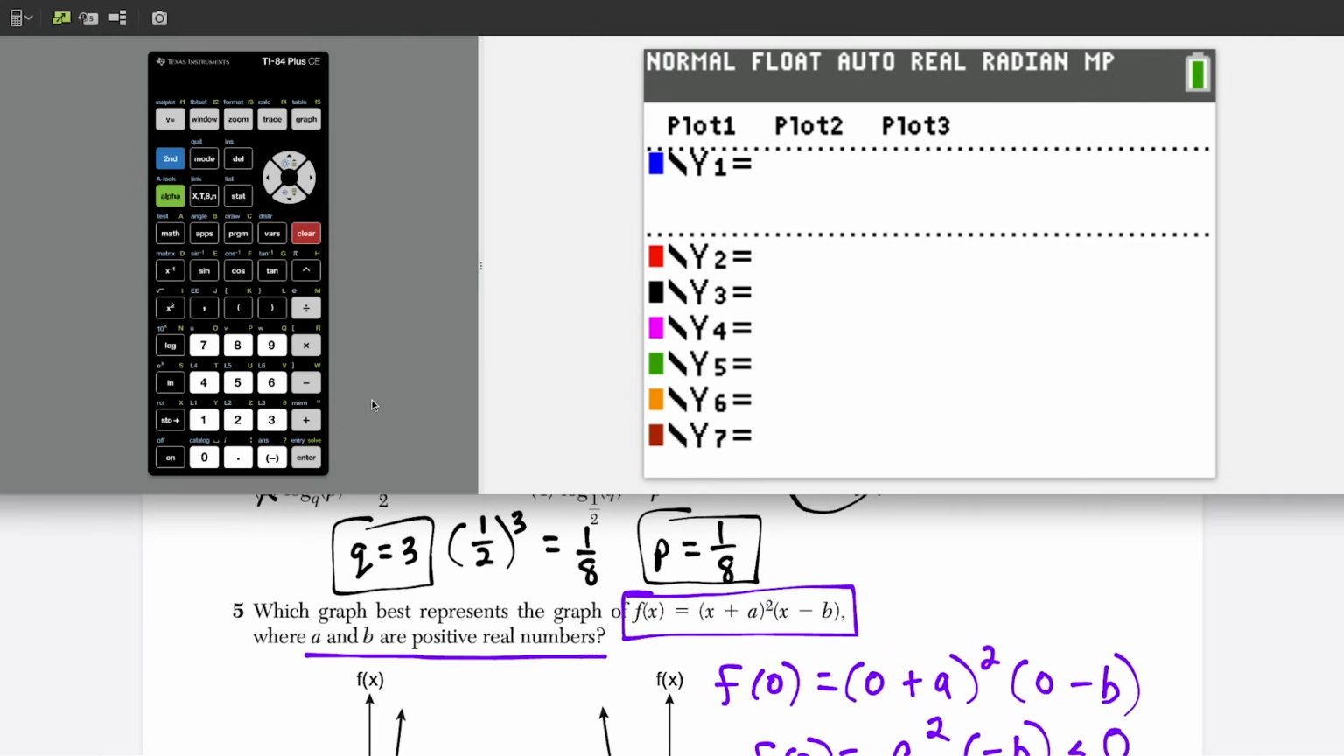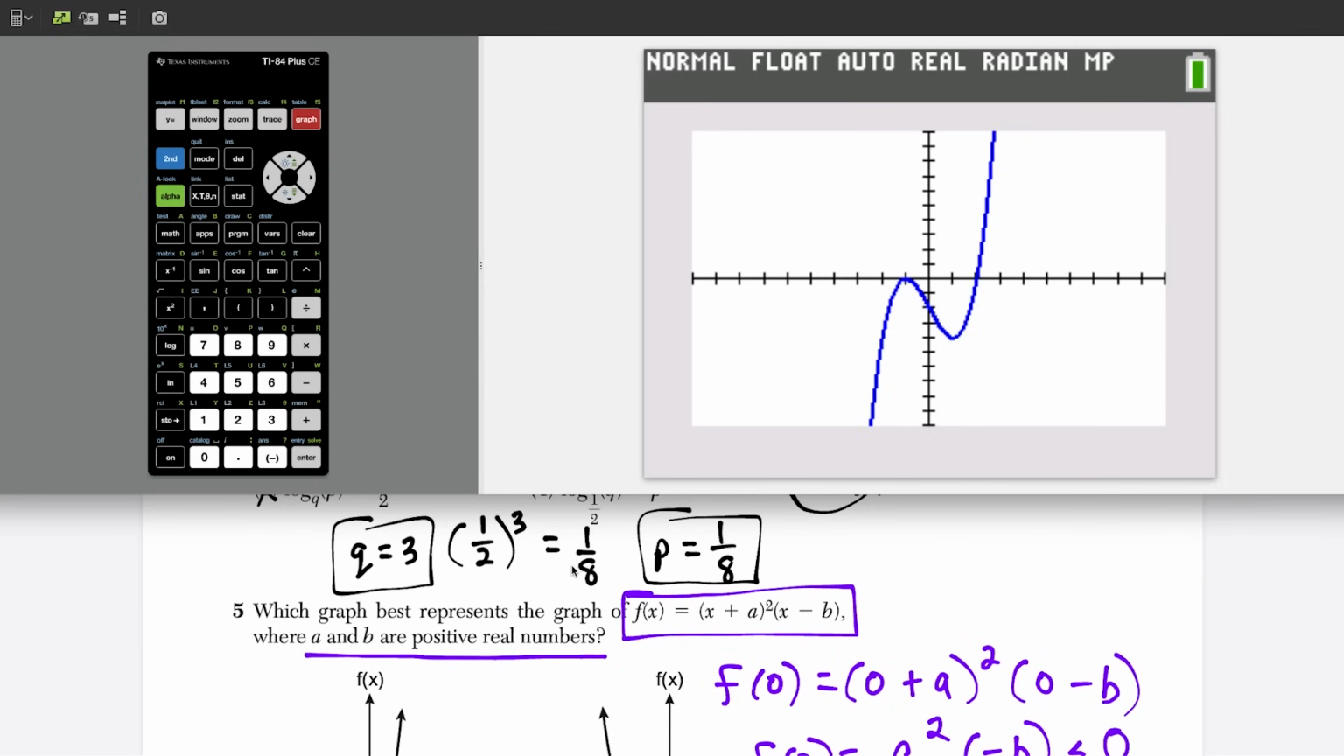But once again, you do get to bring a calculator to the test. So I would do something like this to double check. So I have x plus, and let's say we let a equal 1 because a has to be positive real. So we'll choose a equals 1. And then I'm going to let b equal 2. So I have x minus, and then b we're going to say is equal to 2 because a and b are positive real numbers. So I'm going to let b equal positive 2. So I'm doing x minus positive 2 here. And now we press graph.